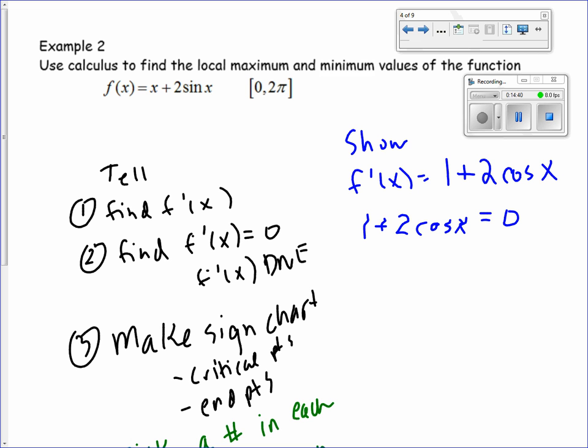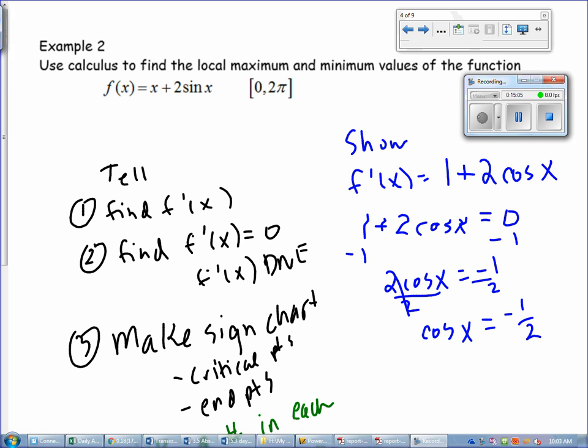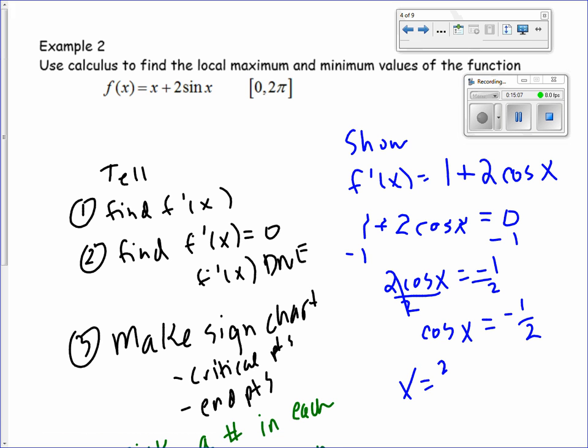No, cosine is continuous. So we're not worried about D&E at all, but we are going to figure out what equals 0. So I'm going to subtract 1 from both sides and divide by 2. And I'm looking for all the places on my unit circle where cosine x equals negative 1/2. All right, so these two values are 2 pi over 3 and 4 pi over 3. So that was part 2 of our tell-show step.